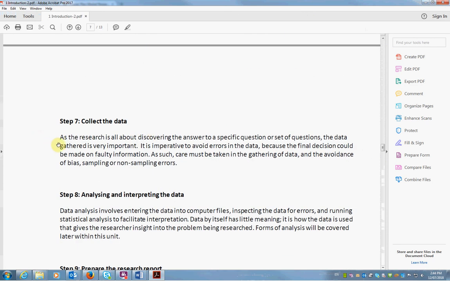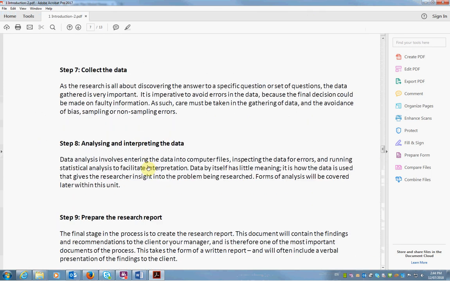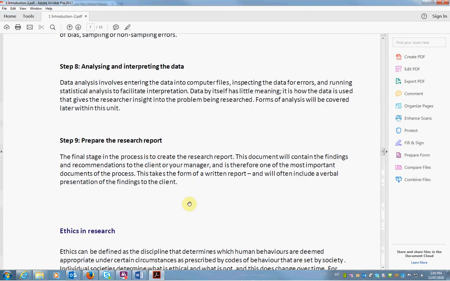You need to collect the data. Of course, if you use something like SurveyMonkey, this is quite straightforward. You need to analyze and interpret the data. And again, if you use SurveyMonkey, this is fairly straightforward. And finally, you need to prepare the research report, which your client will normally pay for, but this time around, chances are you'll be doing it for free.